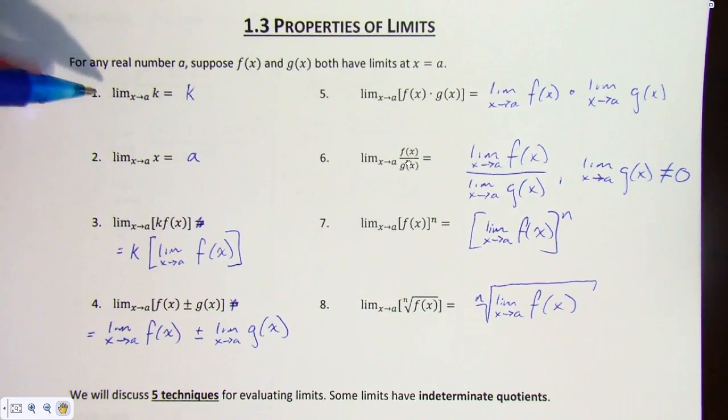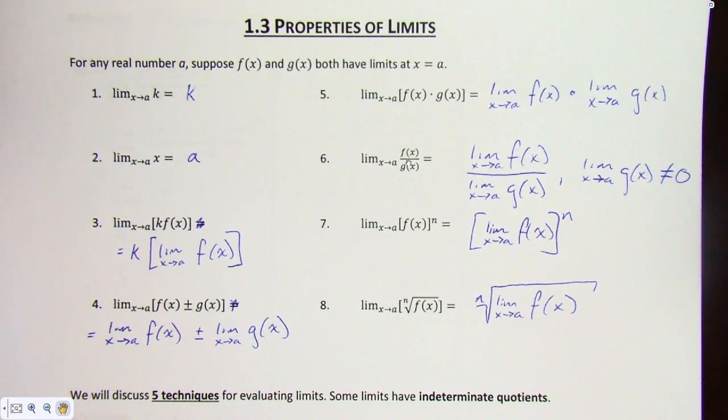But anyway, first thing we're going to look at here is just 8 simple rules that apply to limits. Now this is for any real number a, and this is supposing that f of x and g of x both have limits that exist at x equals a.